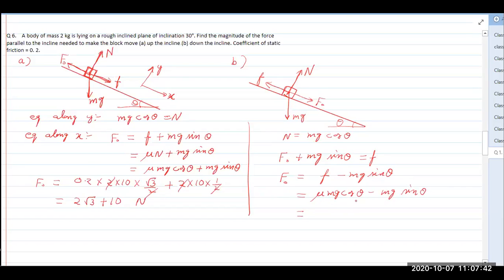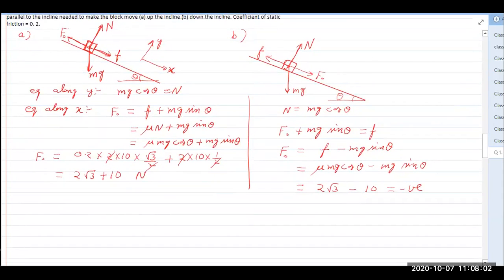If you put in the numerical values, we have already calculated mu mg cos theta, that is 2√3, and mg sin theta is 10. So you can see this is negative. What does it mean? If you are getting negative, it means mg sin theta is larger in magnitude. So the object will slide by itself. You need not apply any force.